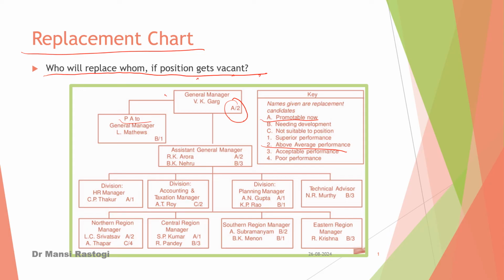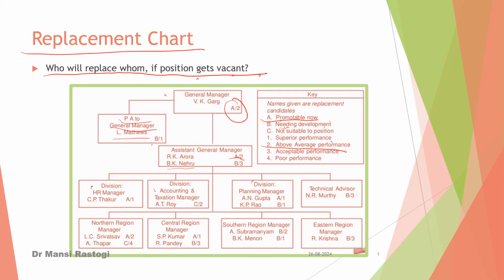Now general manager L Matthews B1 means the person needs development and has superior performance. Then assistant general manager RK Adoda A2 means promotable now, above average performance. Then BK Nehru B3 means needing development and acceptable performance. Now in division, HR manager, division accounting, division planning, and technical advisor.